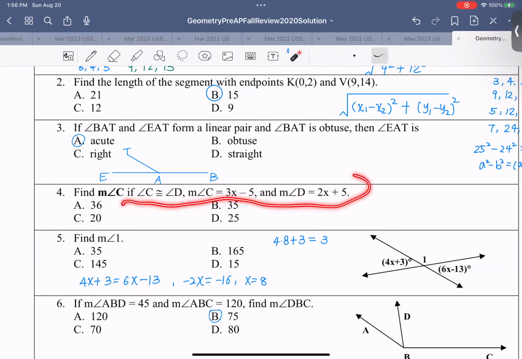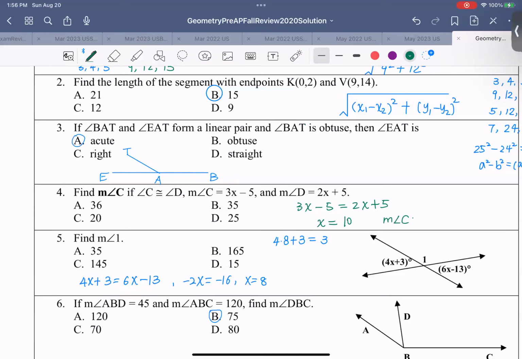Number 4. Please show me how you solve this one. Okay, it says angle C equals angle D, and the measure of angle C equals the measure of angle D. Good. So 3x minus 5 equals 2x plus 5. Okay. So you subtract 2x and add 5 to both sides, x equals 10. So the measure of angle C is 25. Very good.